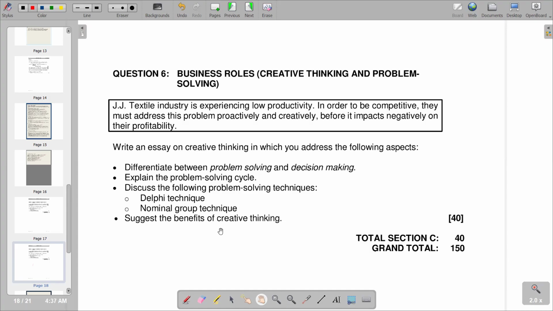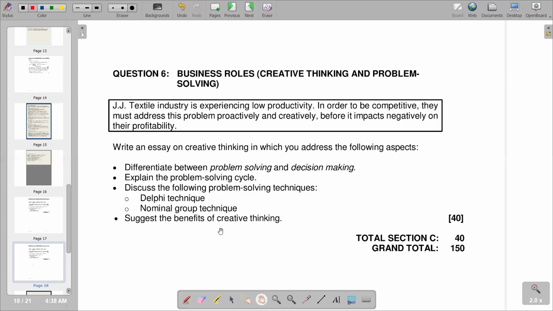But obviously, we need to understand what exactly problem solving means and what decision making means, and then we can differentiate between the two. So problem solving, we are saying, is the process of achieving a goal by overcoming obstacles. Also, it includes defining the problem, identifying the existing problem, and determining the root cause or causes of the problem. So basically, that's the description that we have for problem solving.